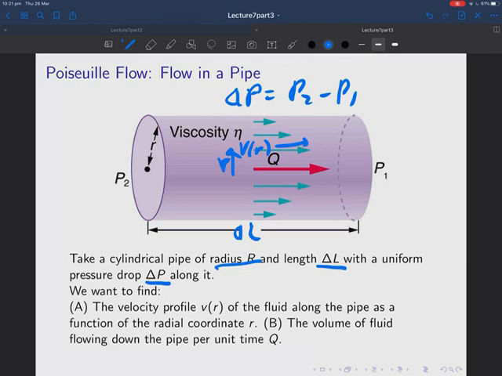Here it's a bit different to the previous problem because in the previous problem I was just shearing the top plate. Here I've actually applied a pressure gradient along the pipe. And I want to figure out, for that pressure gradient, how much fluid do I get flowing per unit time?